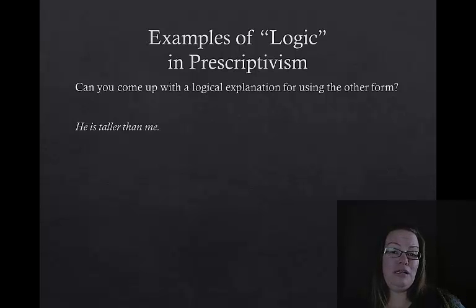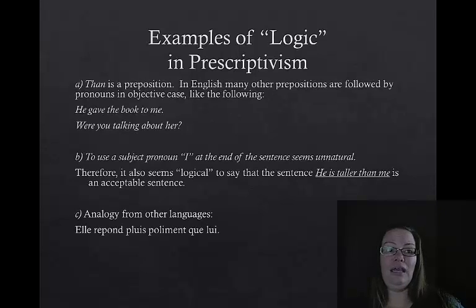So both forms were in use at the time. Why did they choose one and not the other? Here are some reasons for why we could have gone with the other form. He is taller than me. Okay, the first one is that than is a preposition. In English, many other prepositions are followed by pronouns in the objective case. We call them objects of a preposition. Okay, something we'll talk about later. So here are some examples. He gave the book to me. Were you talking about her?